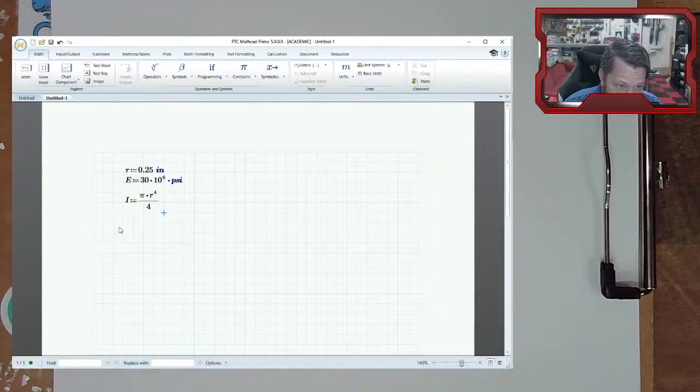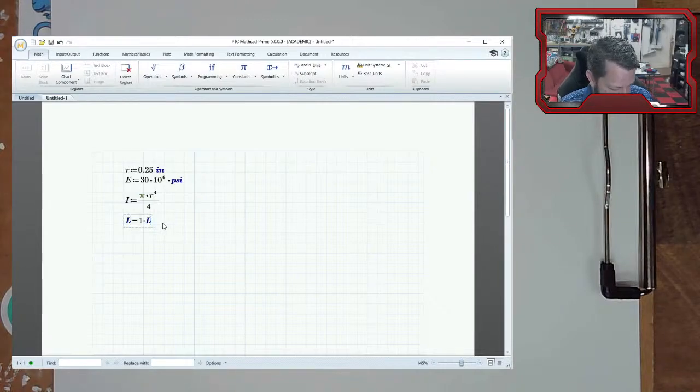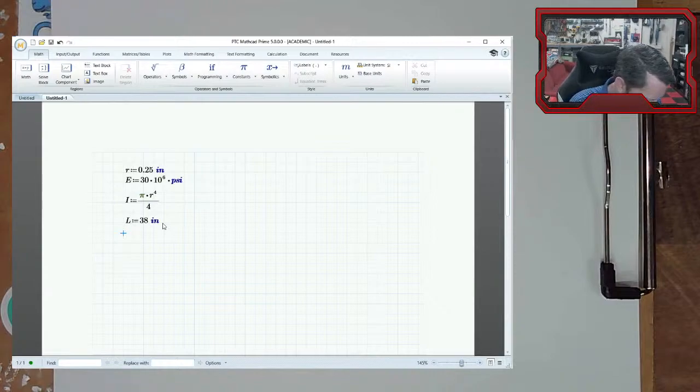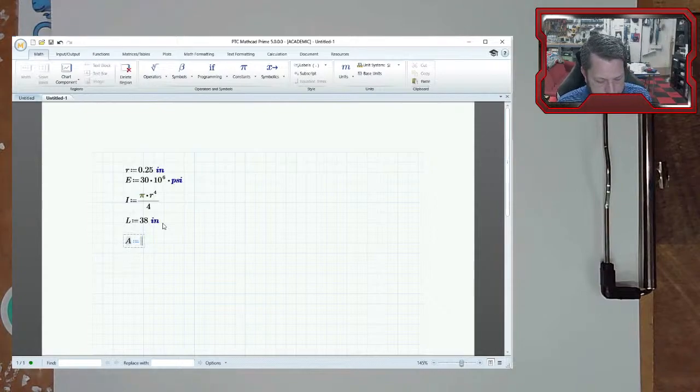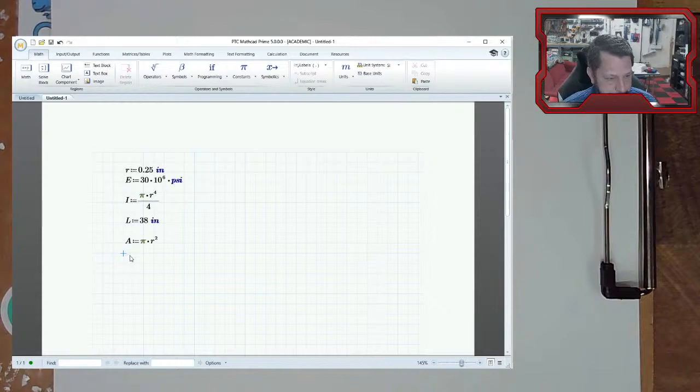We need L. 6EIL is in the denominator, so L is 38 inches. L equals 38 inches. That was from the picture we drew. I think we will also need A at some point, so let's go ahead and plug in A. This is just the cross-sectional area, so we'll use pi r squared. And obviously you can use the diameter, I just never set up the diameter equals 2r. All right, so those are all things that we need to get started.